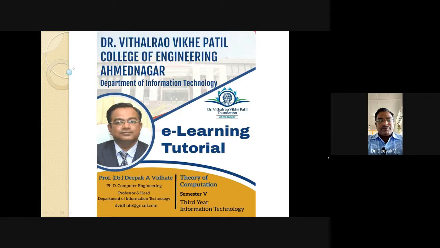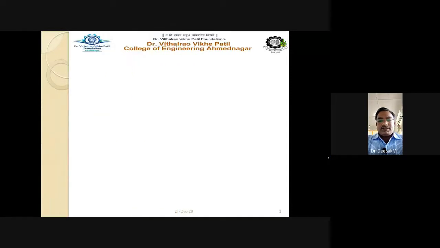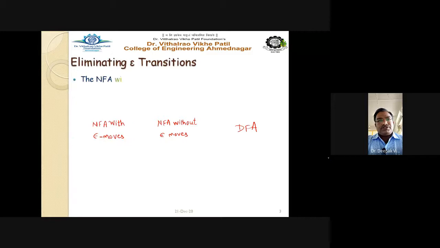Epsilon moves means what? In case of non-deterministic finite automata or in NFA, if you want to change the state from the current state to the next state, yes, it is possible, and this is possible with the help of epsilon moves. Epsilon moves means no input is required here. Still, without any input, the automata is able to change the current state to the next state. So we are referring to it as epsilon moves or the epsilon transitions, right?